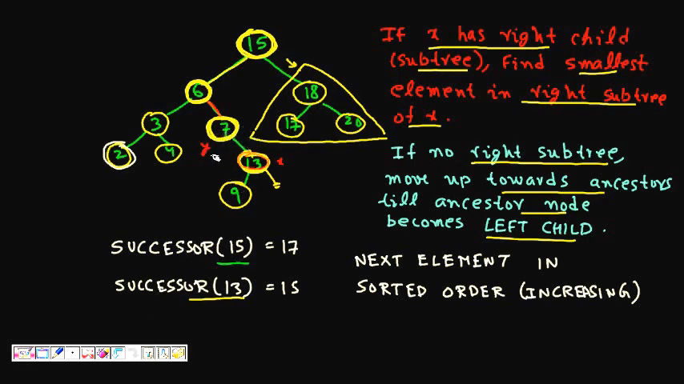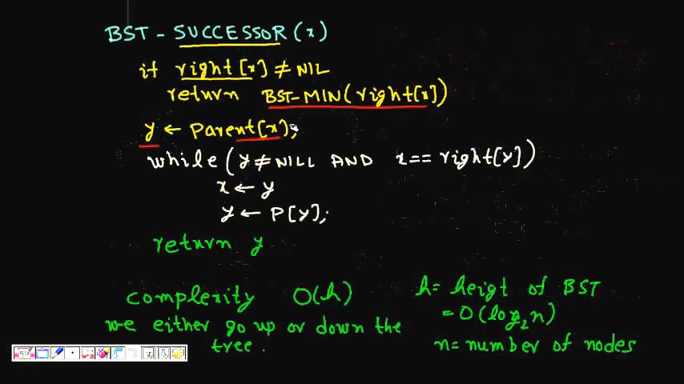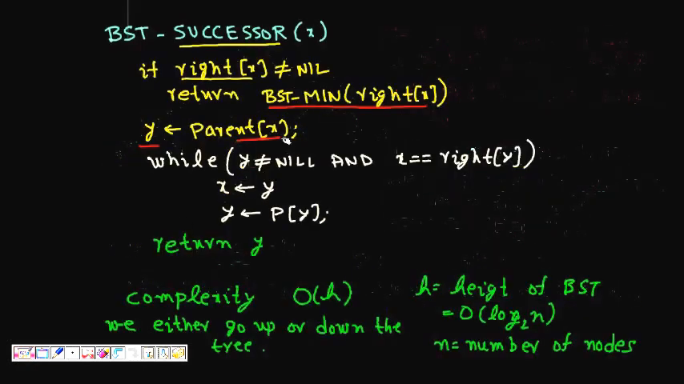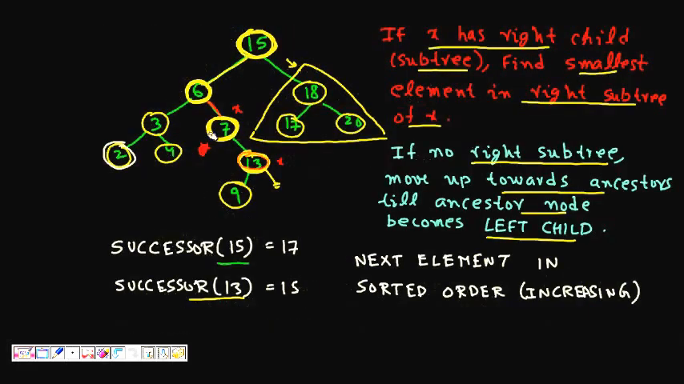So let's see in the code. While y is not null and x is the right child of y, what I do is I make x equal to y, and y equal to parent of x. So this p is basically the parent of y. So this becomes y, which is the parent of x.